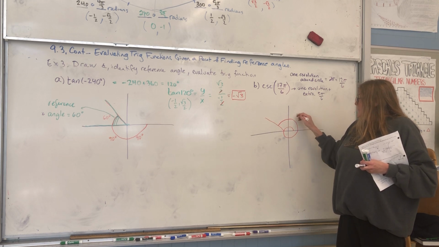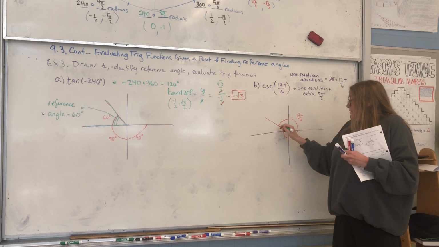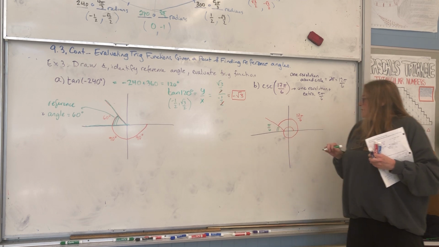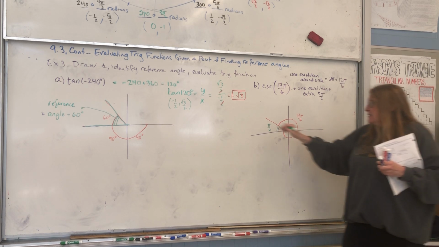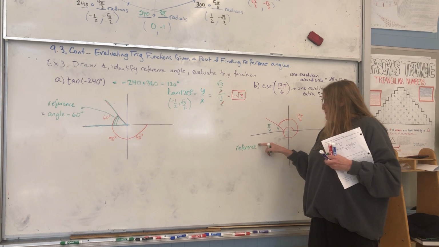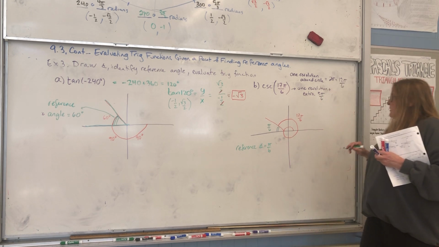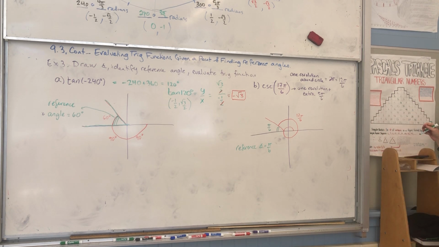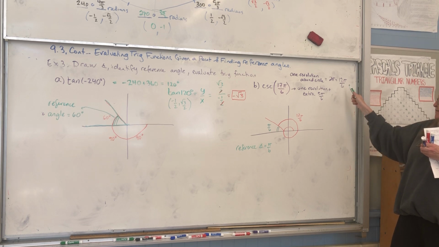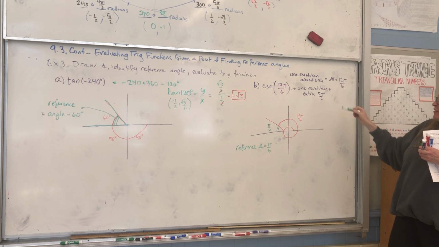So this is 17 pi over 6. And here I want an extra 5 pi over 6, which means this is pi over 6. So our reference angle is pi over 6. Now, again, 17 pi over 6 isn't on our unit circle, so what I suggest we do is subtract. Here we've gone to 5 pi over 6, and that is on our unit circle.